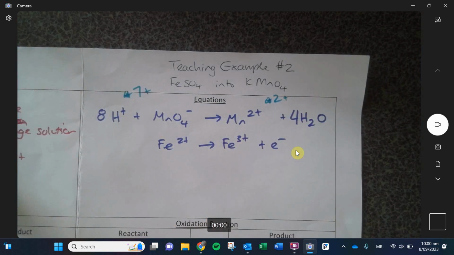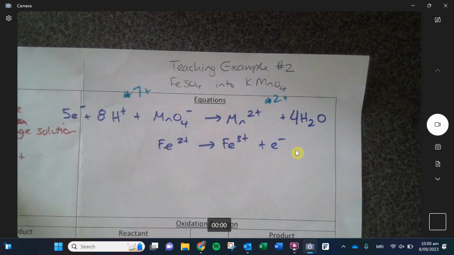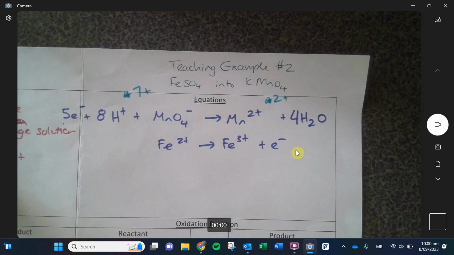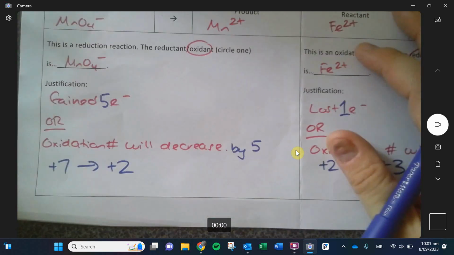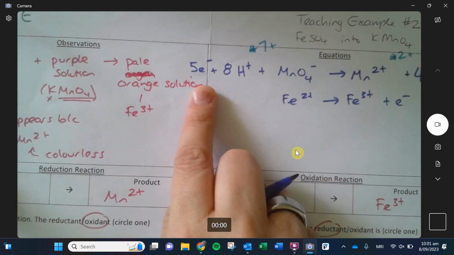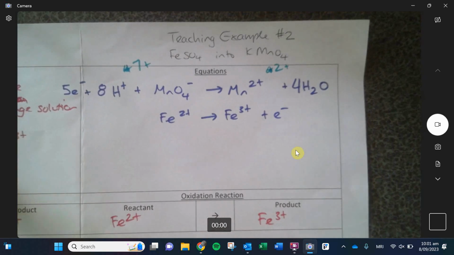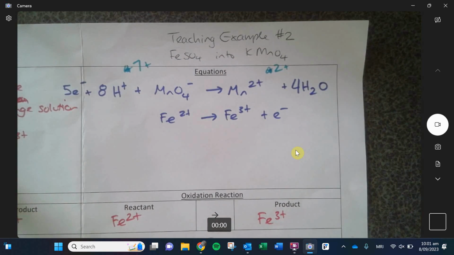All right, so basically I want to bring the 7 down to 2. And the way I do that is by adding electrons, and I will add 5 electrons. Which should match what we have in our justification over here. Oxidation number is decreased by 5. We've gained 5 electrons. The equation is showing addition of 5 electrons. So the nice thing about this is that there's lots of ways to double-check yourself. Yeah? Okay, last step. Let's put it together.